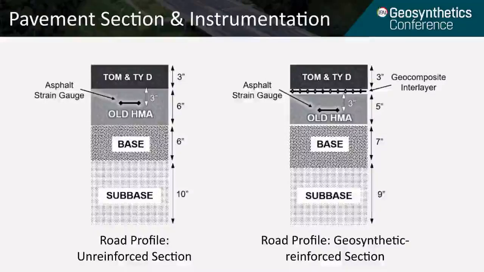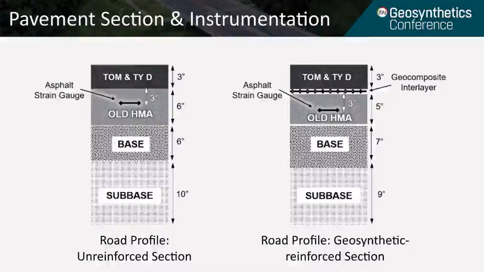Specifically, we considered an unreinforced and a geosynthetic reinforced section for this study, as shown in the figure. The existing road profile consisted of an old HMA base and sub-base layers of more or less similar characteristics in both of these sections. The 3-inch thick overlay, however, consisted of a 2-inch thick Type D layer overlain by a 1-inch thick TOM layer.